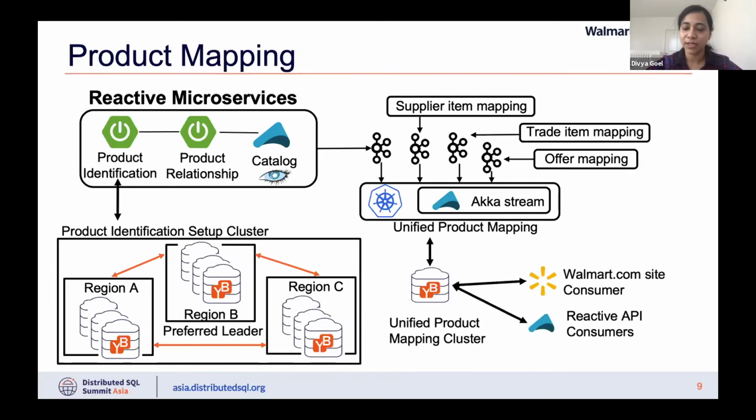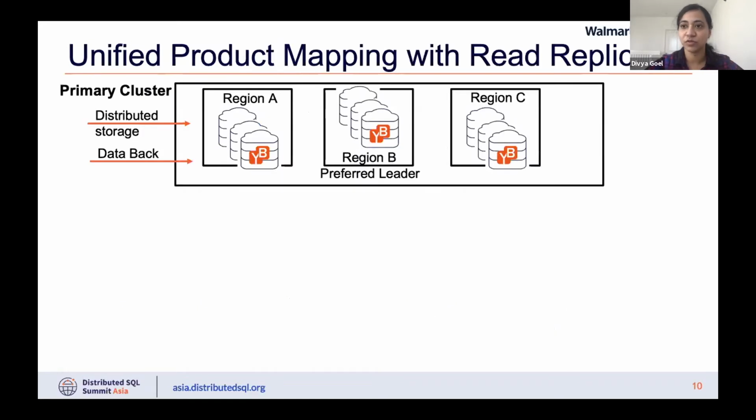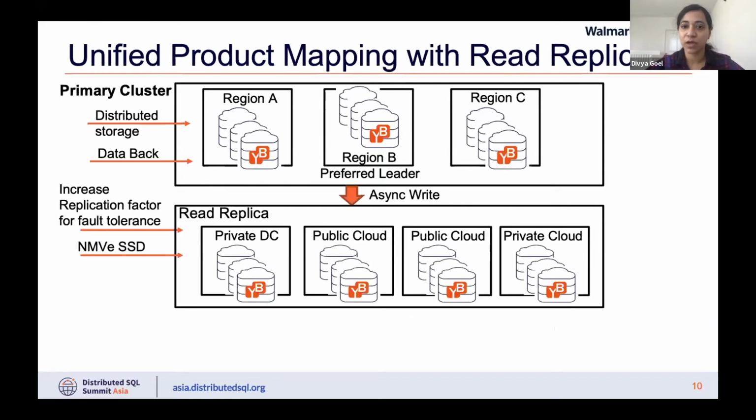So let's further zoom into this unified product mapping cluster. The primary cluster is very similar to product identification. We have a 3-region cluster, with 1 region being the preferred leader. We are using distributed storage there, and backups are running periodically. This cluster is doing a sync write to the read replica cluster. The read replica cluster is a hybrid cloud model, where we have different private and public regions.